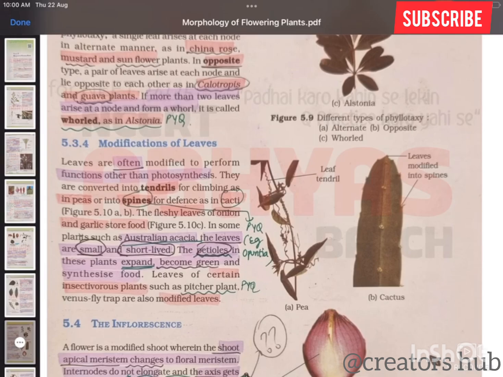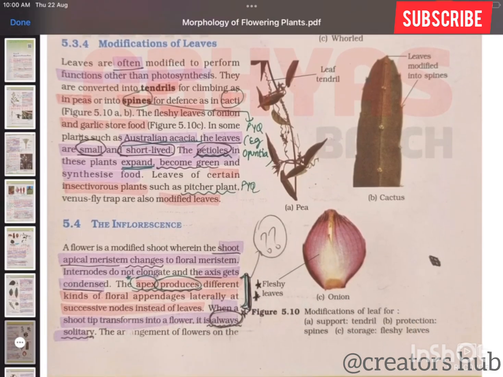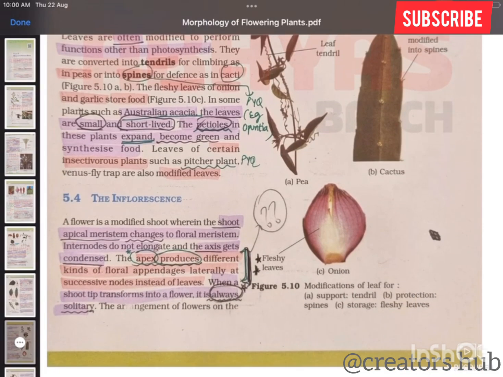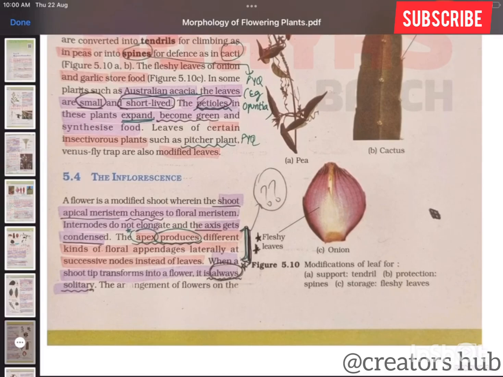Now, modifications of leaves. Leaves are often modified to perform functions other than photosynthesis. They are converted into tendrils for climbing, as in peas, or into spines for defense, as in cacti. The fleshy leaves of onion and garlic store food. In some plants, such as Australian acacia, the leaves are small and short-lived. The petioles in these plants expand, become green, and synthesize food. Leaves of certain insectivorous plants such as pitcher plant and Venus flytrap are also modified leaves.